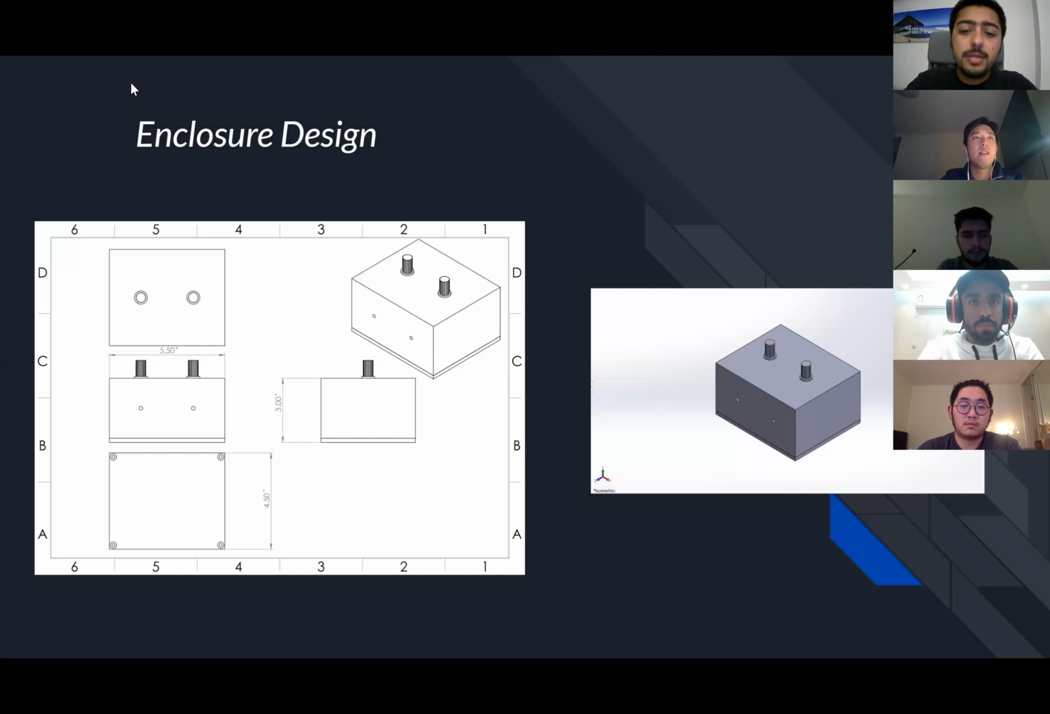For our enclosure design, we designed it using the SolidWorks program. As we can see in the schematics on the left, we have the dimensions of the music synthesizer. On the right is the 3D view of the music synthesizer enclosure design.